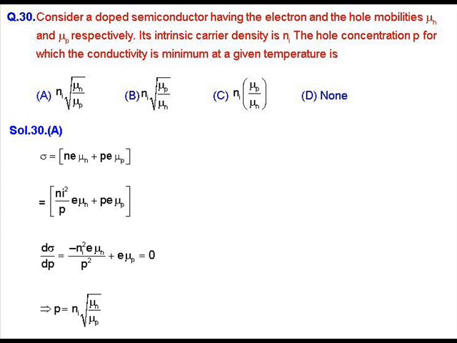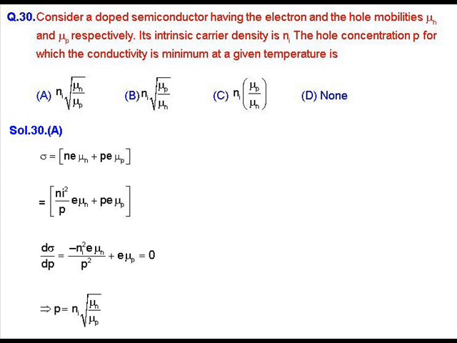Now our question was that we have to find the hole concentration for which the conductivity is minimum. So to find the minimum conductivity, we just differentiate the expression of conductivity in terms of P. That is, d sigma by dP is what we will calculate, and it will be coming as minus Ni square e mu N by P square plus e into mu P.